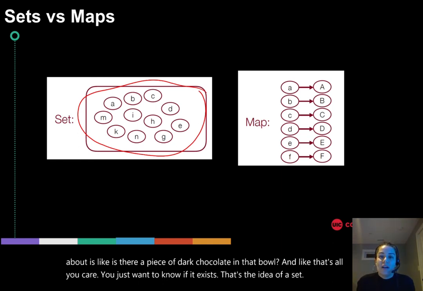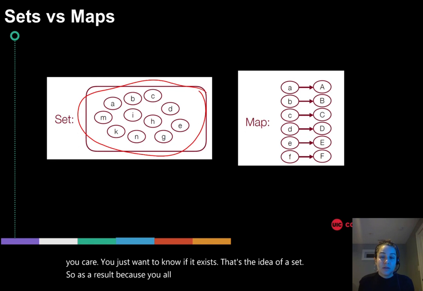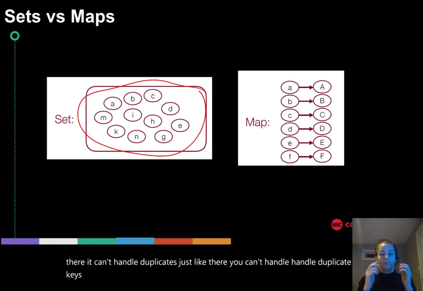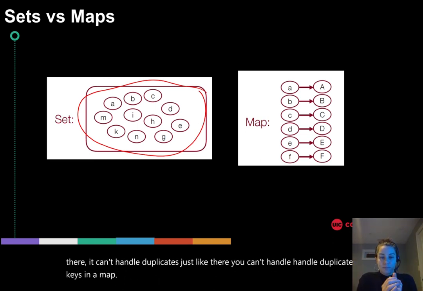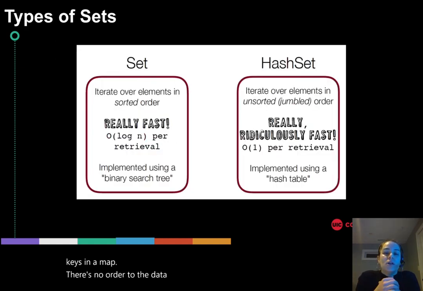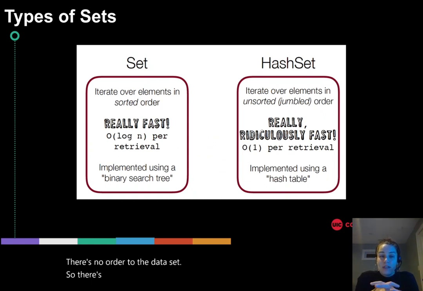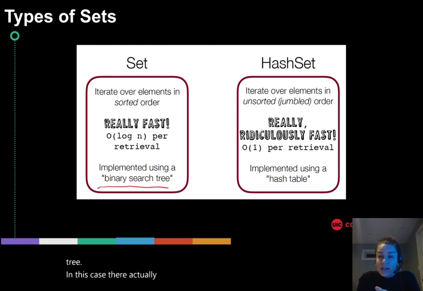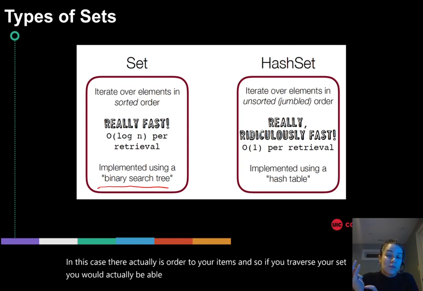As a result, because all you care about is whether or not something is there, it can't handle duplicates, just like you can't handle duplicate keys in a map. And there's no order to the data set. There are two ways to implement it. The first way is with a binary search tree. In this case, there actually is order to your items, so if you traversed your set, you would be able to traverse the items in a particular order, but the abstraction doesn't require any order.